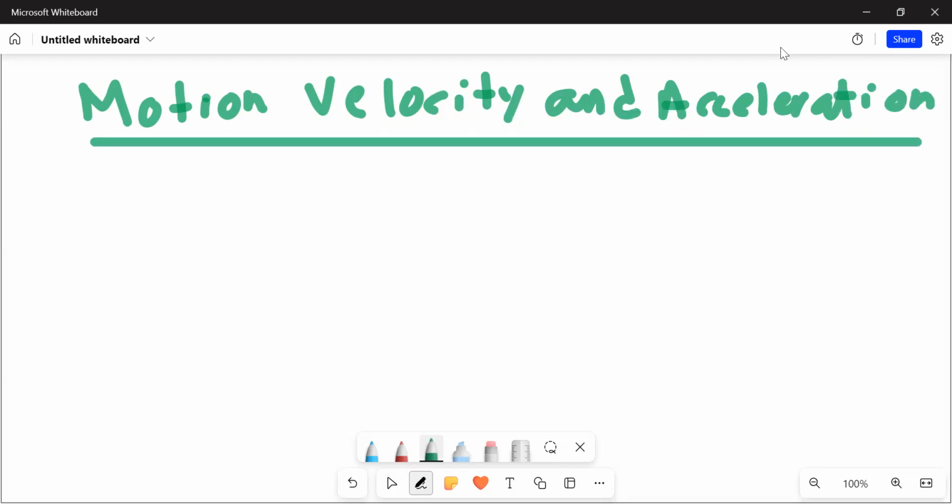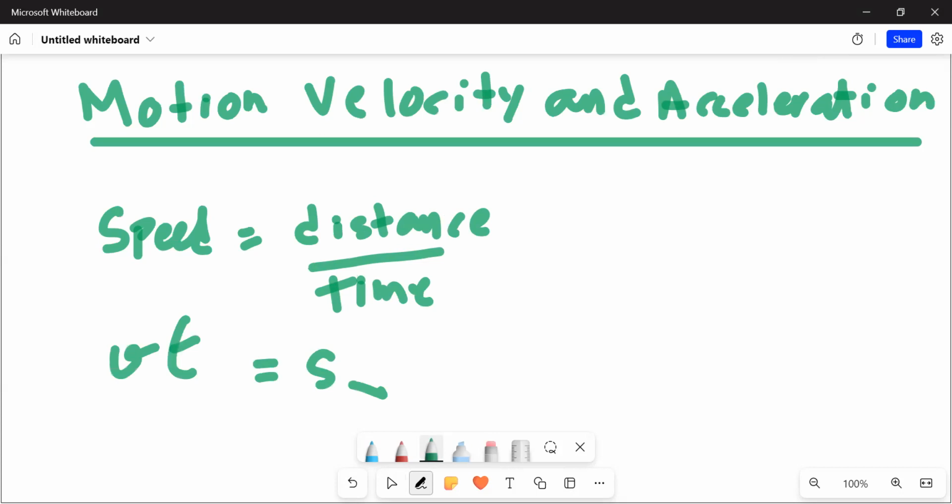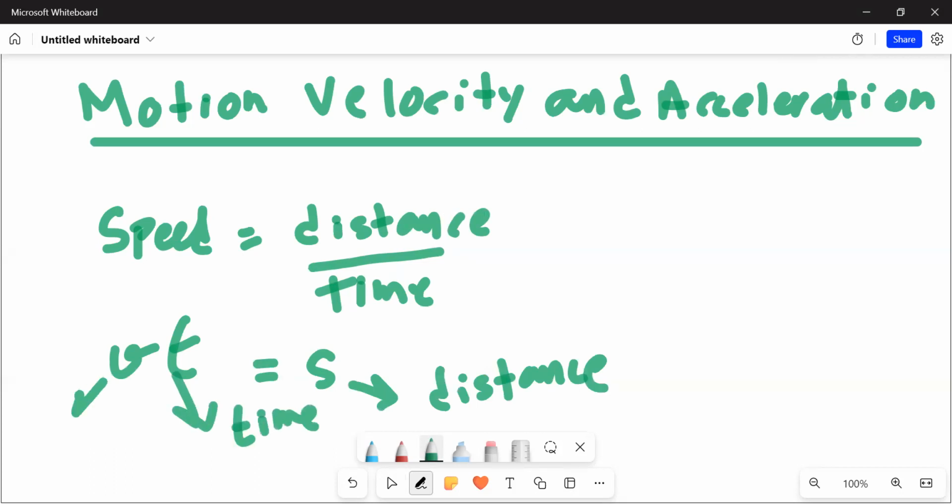So from O levels, we're familiar with this formula, speed is equal to distance by time. In mechanics, this is written as S equals VT, where S is the distance. So moving forward, S would mean the distance, not the speed. T is the time, and V is the speed or the velocity.